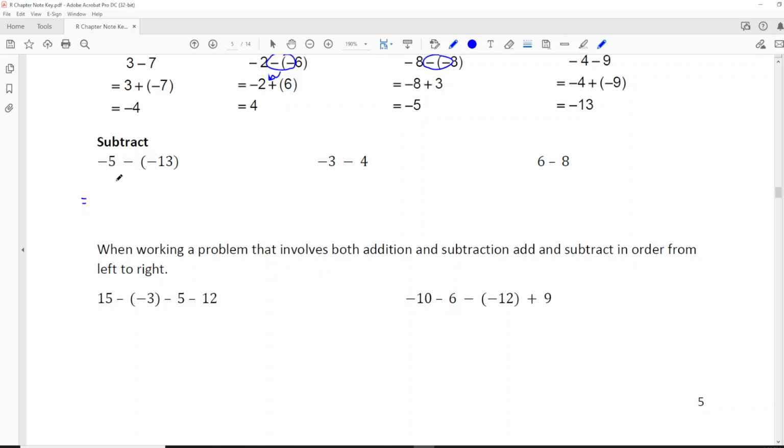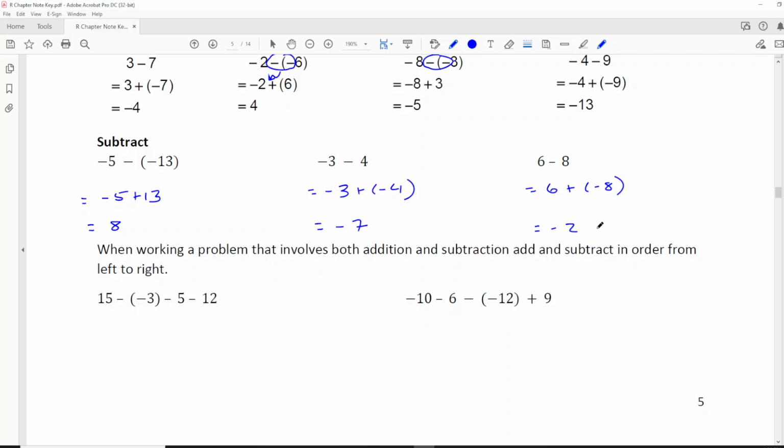So -5 minus -13 means I'm doing -5 plus 13, which is going to give me 8. This one I have -3 plus -4, which is going to give me -7. And for this one I have 6 and I'm adding -8, which is going to give me -2.